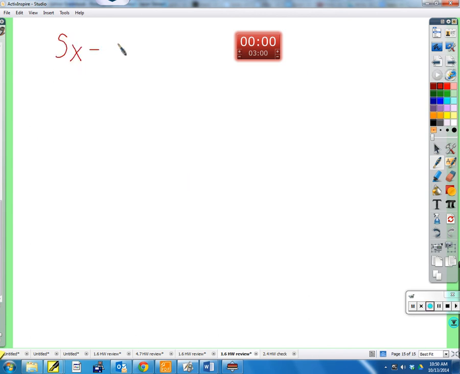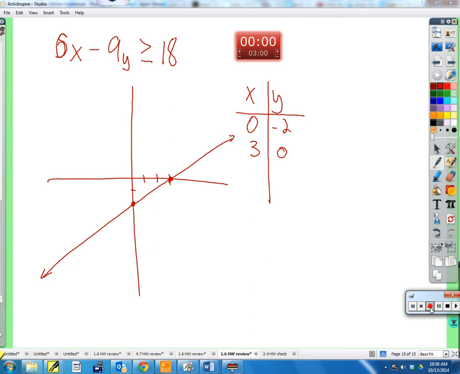6x minus 9y is greater than or equal to 2. Okay, so I have chosen to plug, because I'm looking for the line, so I do want the points that make both sides equal. So we'll go ahead and plug 0 in for x and solve for y. 0, negative 2 will make both sides equal. Say for 0 for y and 3 for x. 3 for x and 0 for y will make both sides equal. So I have 2 points on the line. I can connect the line with a solid line. The points of the solid line because? Equal to. Also equal to, not just greater than.